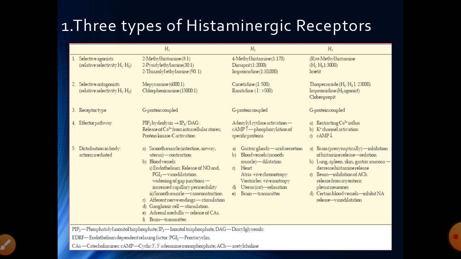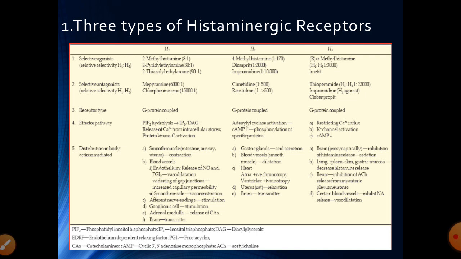It can also be asked like, give the H1 receptor antagonist. So the answer comes over here, chlorpheniramine. They could also ask which type of receptor are H1, H2 and H3. They are GPCR receptors. So this way this table becomes very important in order of these H1, H2 and H3 receptors.